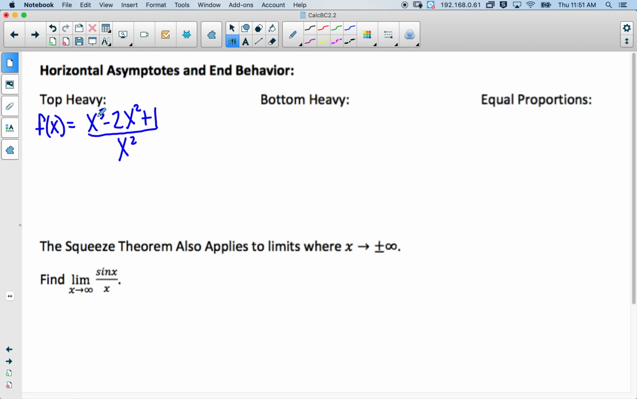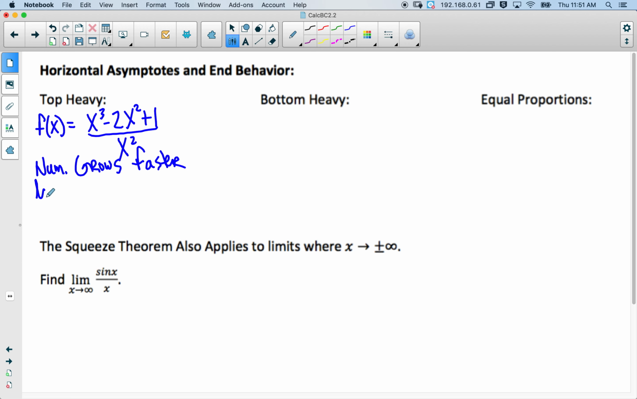So this numerator at infinity is growing much faster than the denominator. And so just imagine that. Anything to the third power is going to grow so much faster than something to the second power. So in this case, the numerator grows faster. And when that's the case, your limit is going to be either positive infinity or negative infinity.